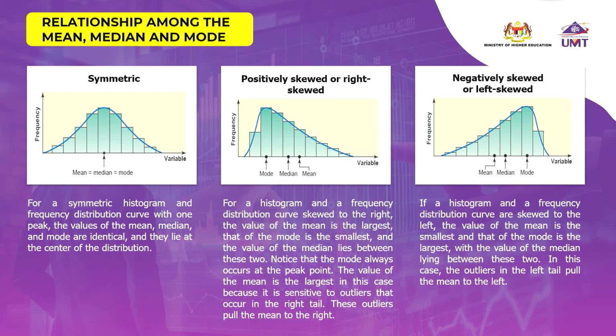In a symmetric distribution, mean equals median equals mode. In a right-skewed or positively skewed distribution, the mean is pulled to the right. In a left-skewed distribution, the mean is pulled to the left.